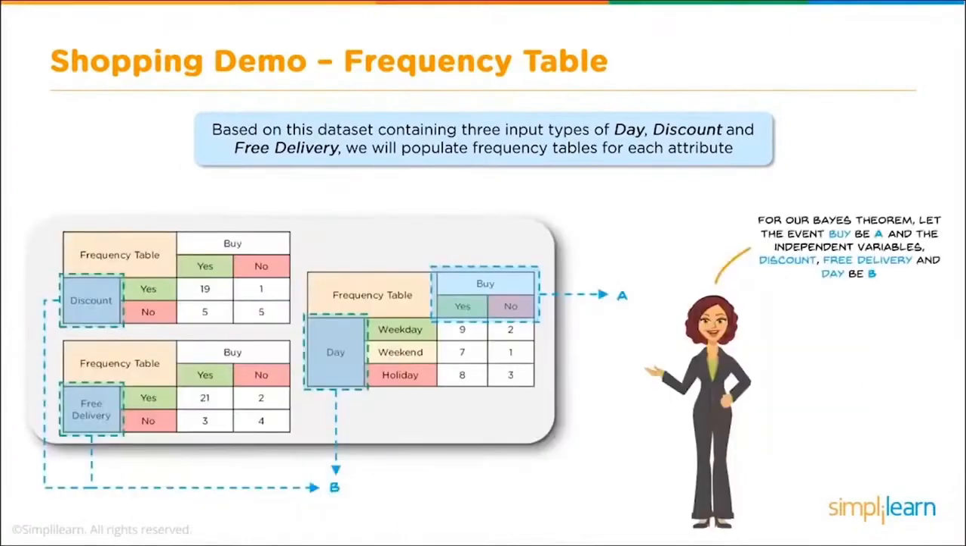As we dig deeper into this table for our Bayes theorem, let the event buy be A. Now remember, when we looked at the coins, I said we really want to know what the outcome is. Did the person buy or not? That's usually event A, what you're looking for. And the independent variables, discount, free delivery, and day, will be B. So we'll call that the probability of B.